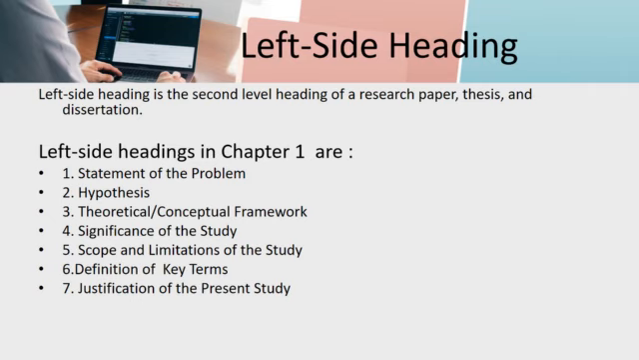Left side heading is the second level heading of a research paper, thesis, and dissertation. As stated earlier, there may be many left side headings in a chapter. The left side headings in Chapter 1 are number 1, statement of the problem; number 2, hypothesis; number 3, theoretical or conceptual framework; number 4, significance of the study; number 5, the scope and limitations of study; number 6, definition of key terms; and 7, justification of the present study.